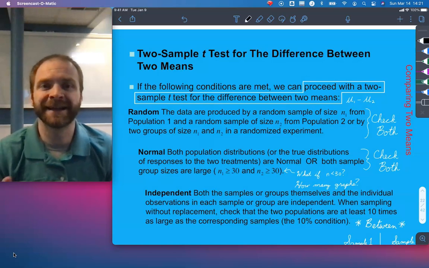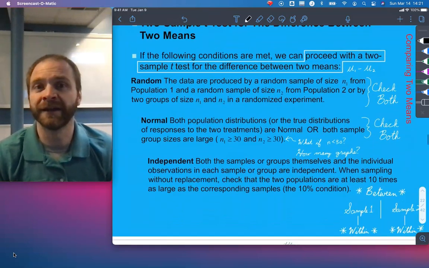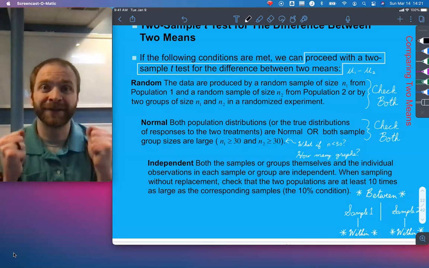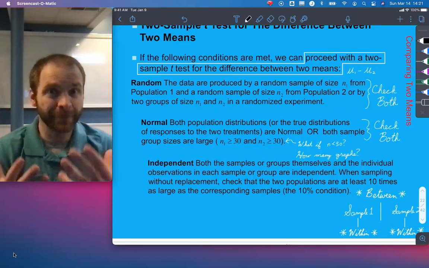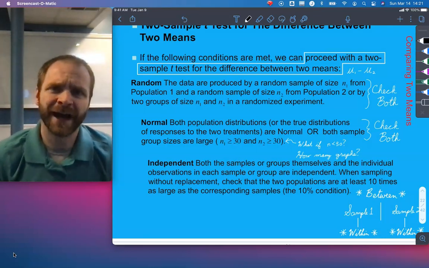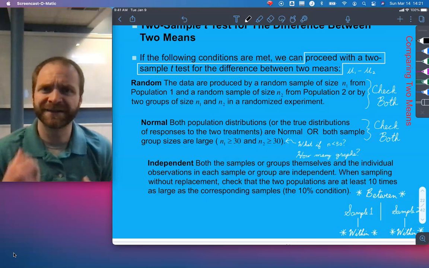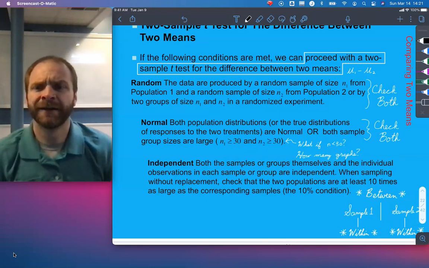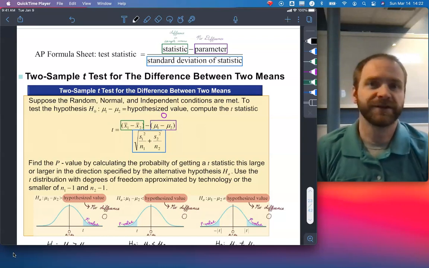And then independent is the idea of between and within. So keep that in mind. Between, the two samples have to be independent of each other. And then within, usually if it's a sample, that's the 10% condition. But what is it for an experiment again? How do we say it in that case? So remember, we have to determine is it an experiment or is it a sample, because that changes how we phrase our independence. Wow, that was a lot of information on those blue slides.